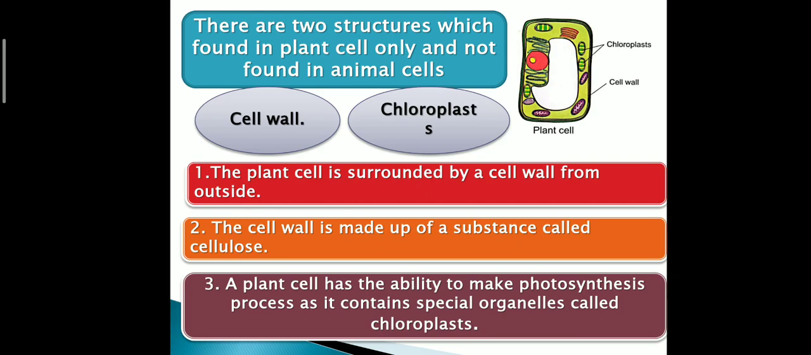The plant cell has the ability to carry out the photosynthesis process. Why? Because it contains chloroplast. We will talk about the function of chloroplast, and we will know why the plant cell can carry out the photosynthesis process due to the presence of chloroplast.